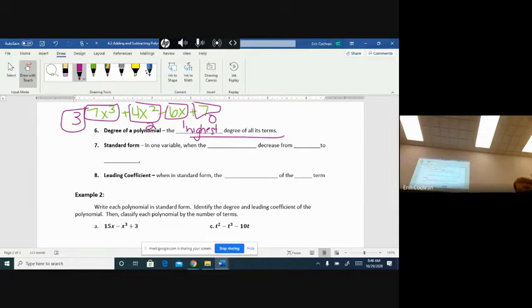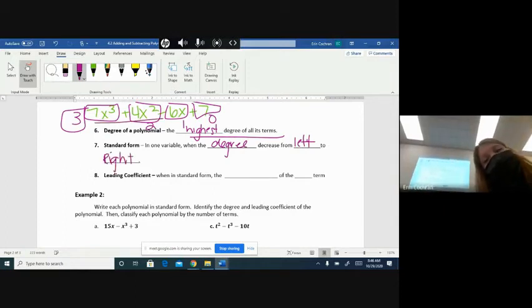Standard form. Okay, if I want to write a polynomial in standard form, it's when the degrees decrease from left to right. So I'm going to tell you, I wrote this in standard form. Do you see how you have degrees 3, 2, 1, 0? You always put the highest exponent first down to the lowest. That's all the standard form is. When we write polynomials, they should always be in standard form. Some of you guys were already doing that, so that was great.